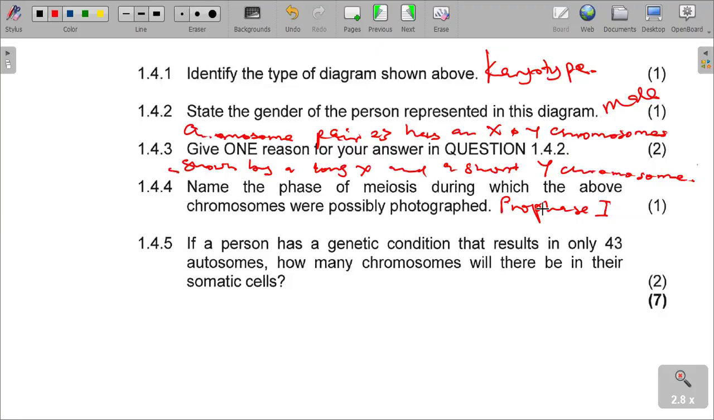If a person has a genetic condition that results in only 43 autosomes, how many chromosomes would there be in the somatic cells? With 43 autosomes, the somatic cell would have 45 chromosomes.